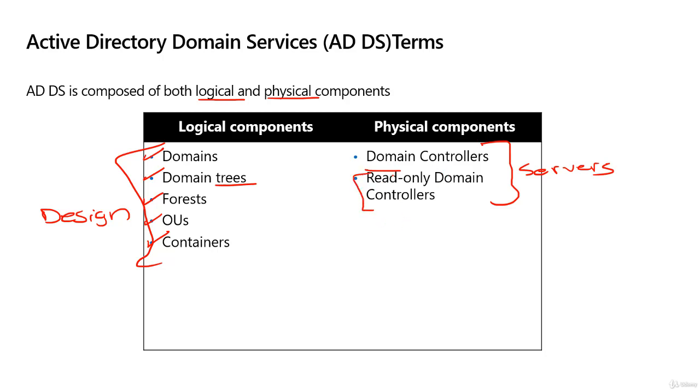A domain controller is just a server that has Active Directory domain services installed and configured, and a read-only domain controller, which is usually just called an RODC, is a domain controller with a read-only copy of Active Directory on it. So those are the two types that we actually will deploy.